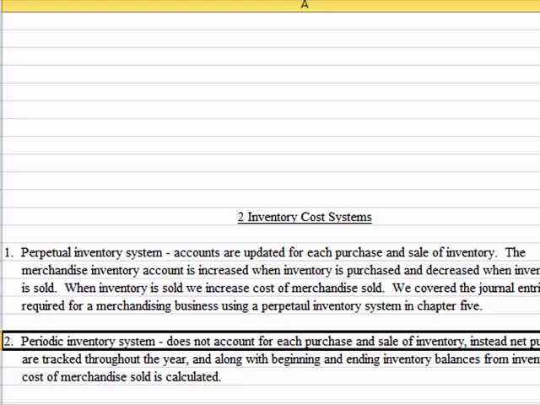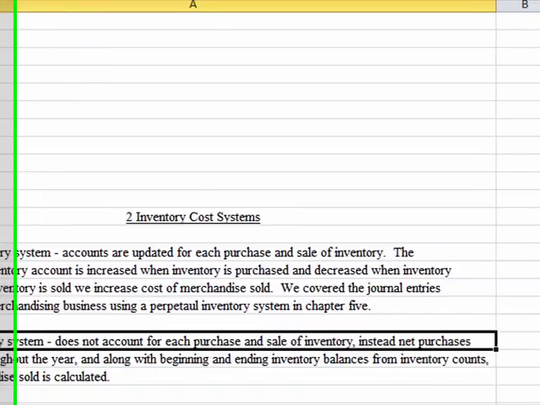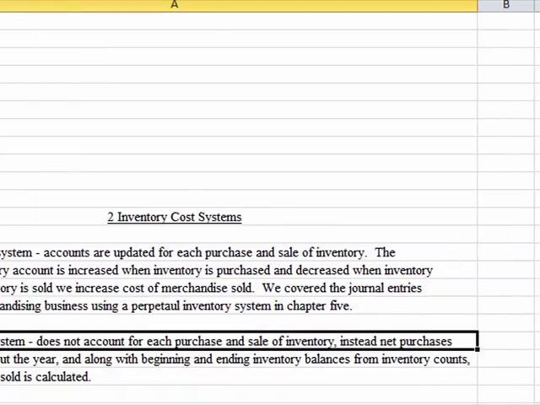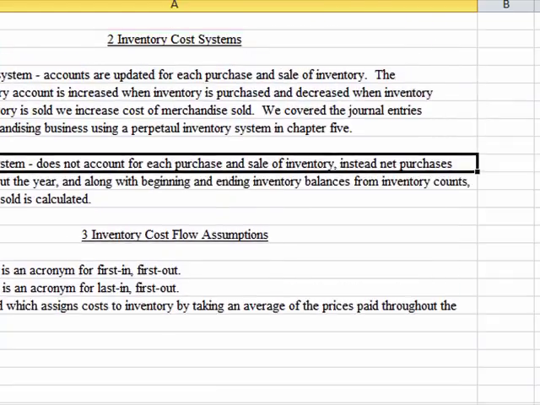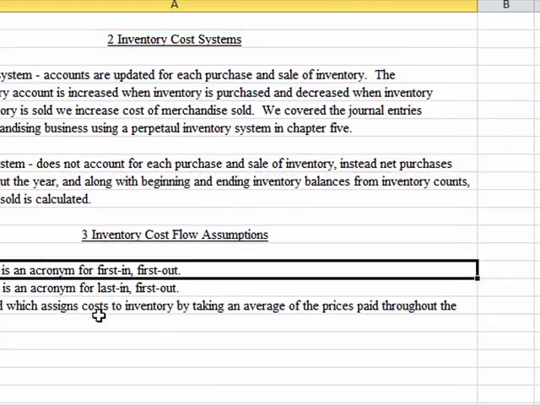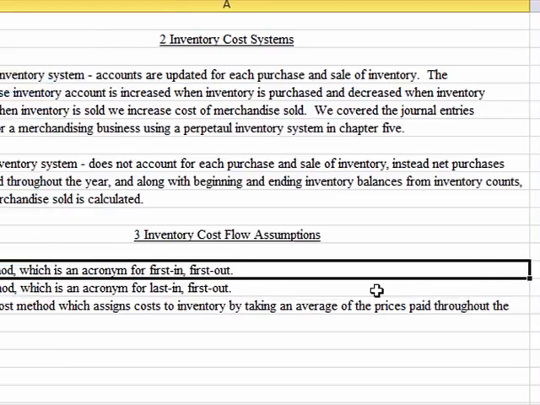So you guys, we're paying different prices for inventory throughout the year. We have three ways of assigning a cost to ending inventory and assigning a cost to cost of merchandise sold under this periodic system. We have three inventory cost flow assumptions. First one's called the FIFO method, which is an acronym for first in, first out, meaning the first inventory purchased would be the first ones considered to be sold. So on our unicycle example, the first 20 we purchased that year would be in cost of merchandise sold. The last 10 we purchased that year would be in ending inventory.